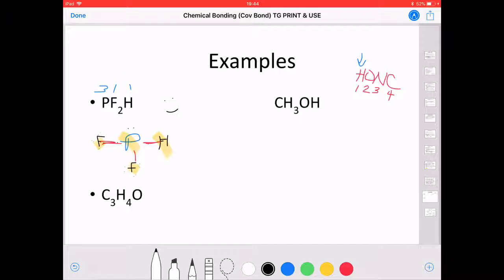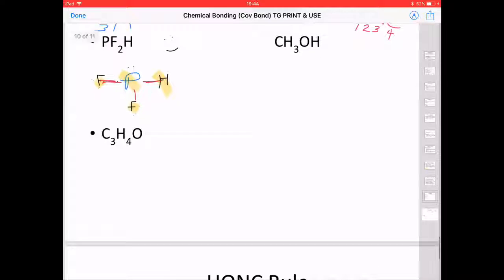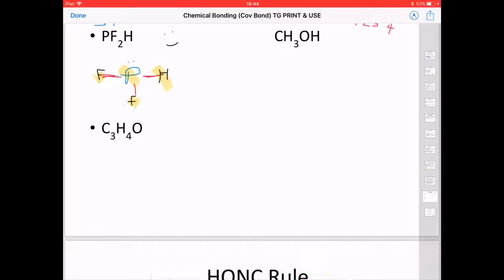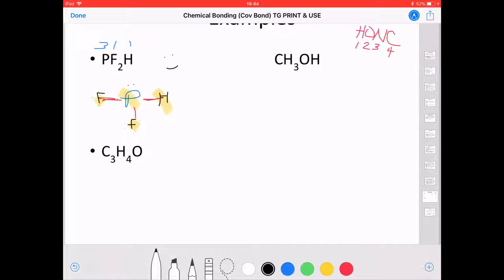Moving on to the second example. This one is pretty difficult, but I wanted to show you a difficult example. This has carbon, hydrogen, and oxygen in it. If we look at our Hunk rule, carbon wants 4 bonds, hydrogen wants 1 bond, and oxygen wants 2 bonds.